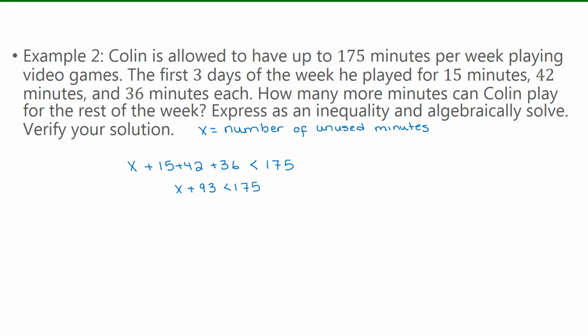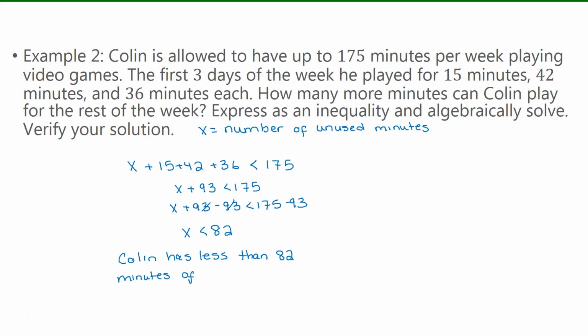So now to solve for X, I'll subtract 93 from both sides. And get that X is less than 82. So this means that Colin has less than 82 minutes of playing time left.